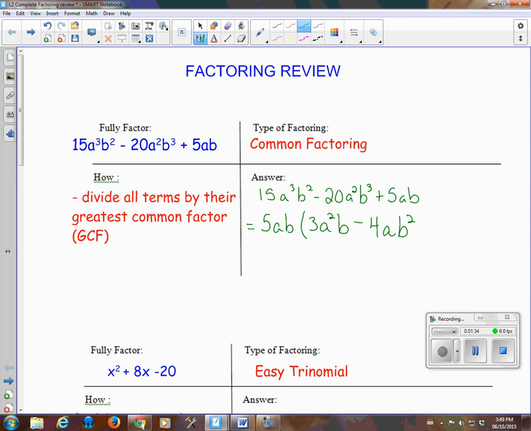And the last term, I'm dividing by the exact same thing. So when I divide by the exact same thing, the answer will always be 1. 5 divided by 5 is 1. A divided by a is 1. B divided by b is 1. So that's common factoring.